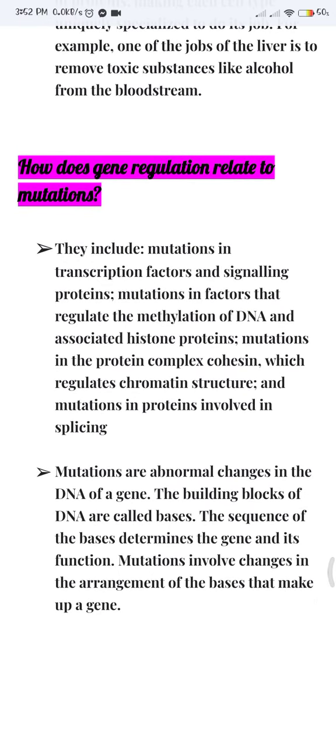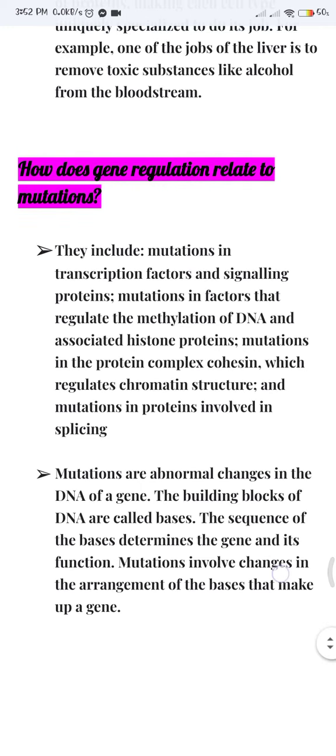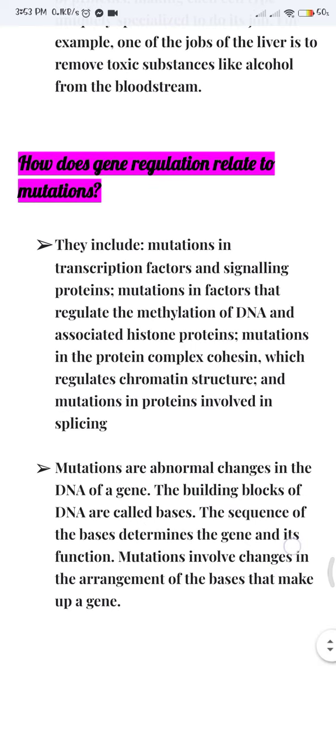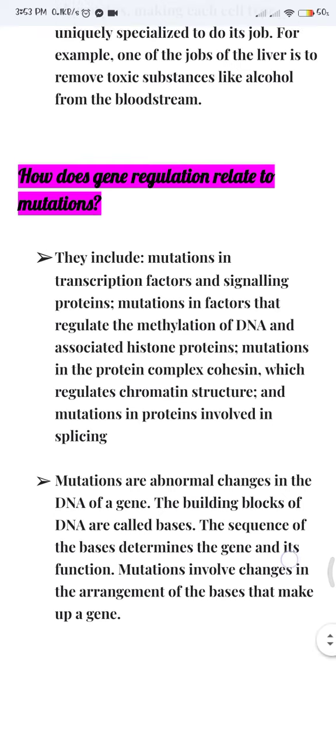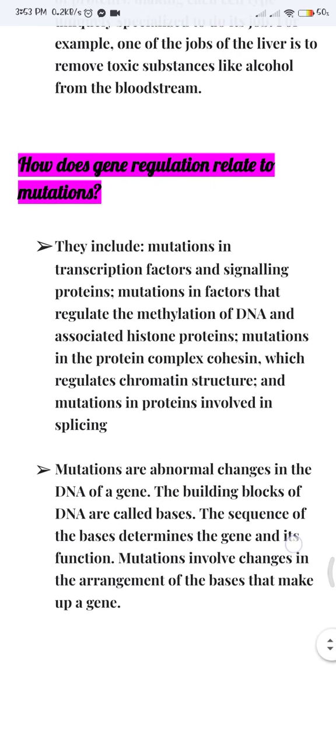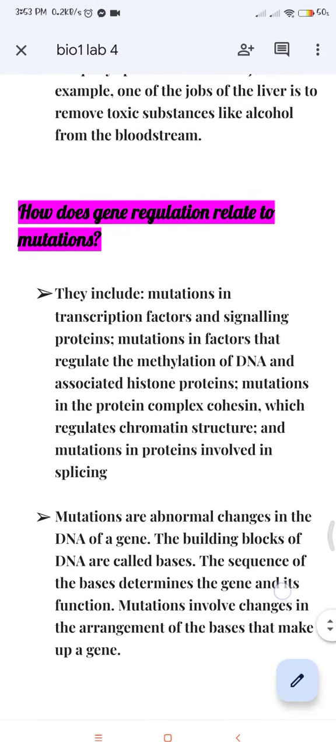So, how does gene regulation relate to mutations? They include mutations in transcription factors and signaling proteins, mutations in factors that regulate the methylation of DNA and associated histone proteins, mutations in the protein complex cohesin, which regulates chromatin structures, and mutations in proteins involved in splicing.